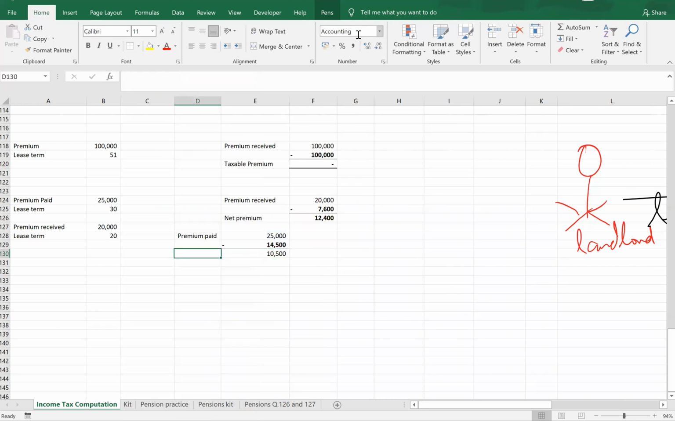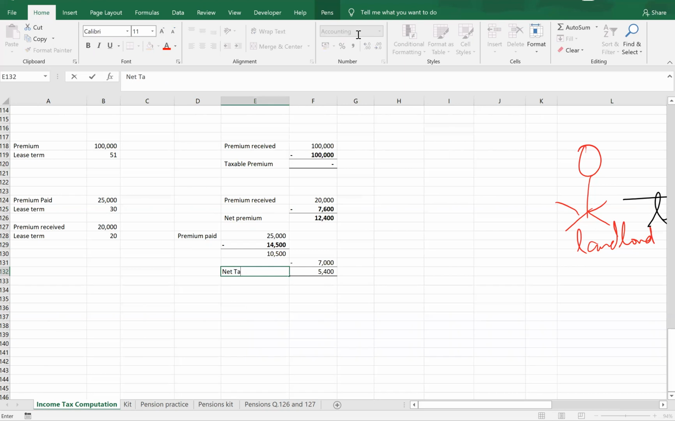All right. Now for the landlord, the guy to whom I've paid the premium of 25,000, the taxable premium of 10,500 is valid for him, right? The point is these two are different lease terms. This taxable premium is for a 20-year lease term. On the other hand, this premium that I've paid is on a lease term of 30 years. So I cannot deduct the entire 10,500 from 12,400. I need to prorate it, multiplied by 20 divided by 30. So I will only deduct 7,000, which is an allowed expense for me.